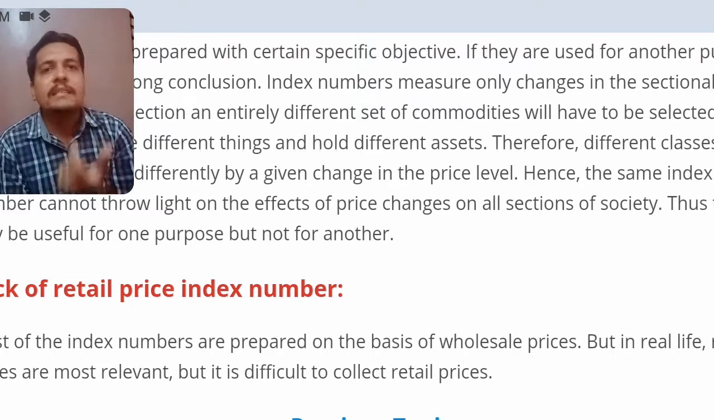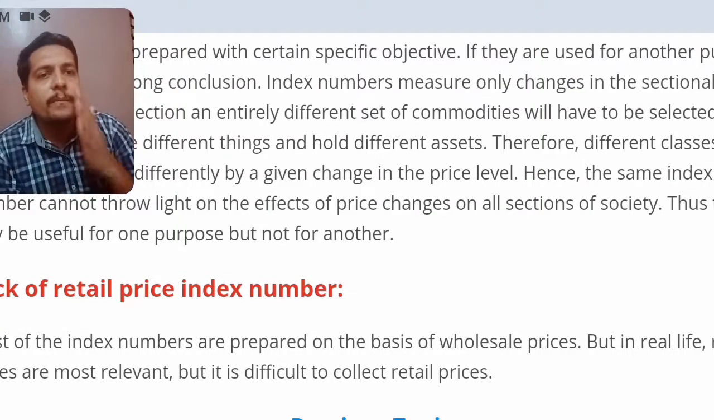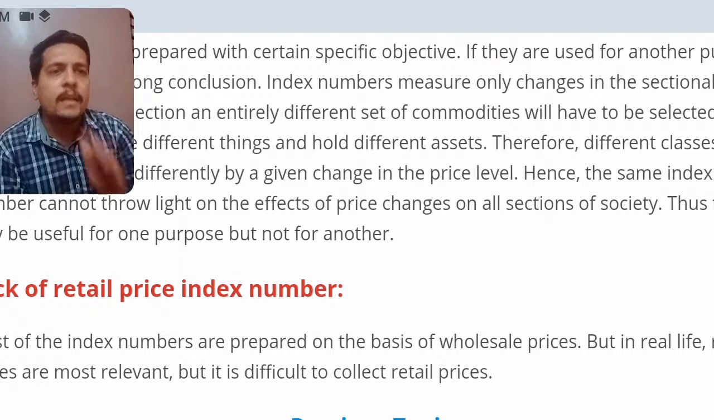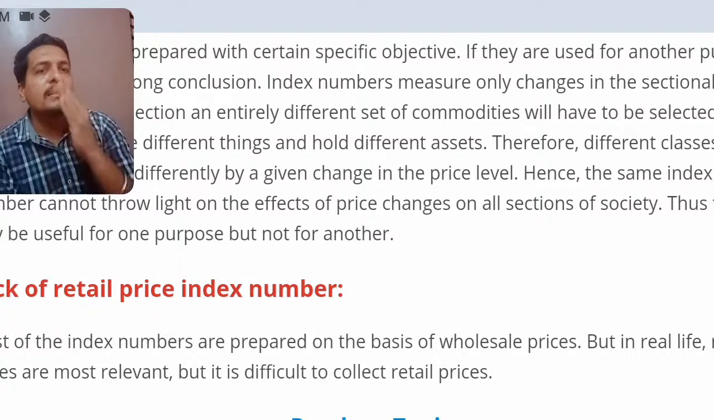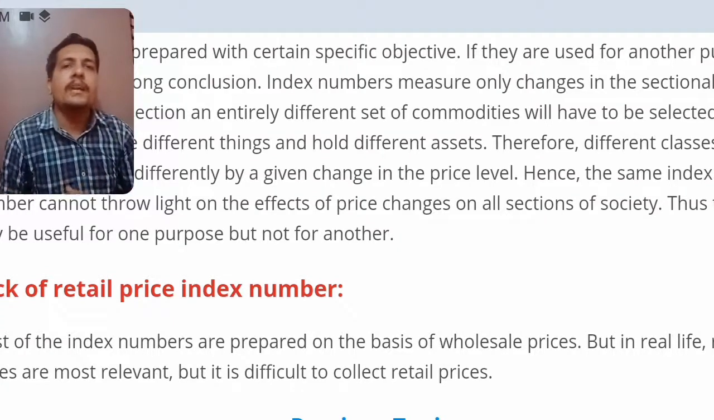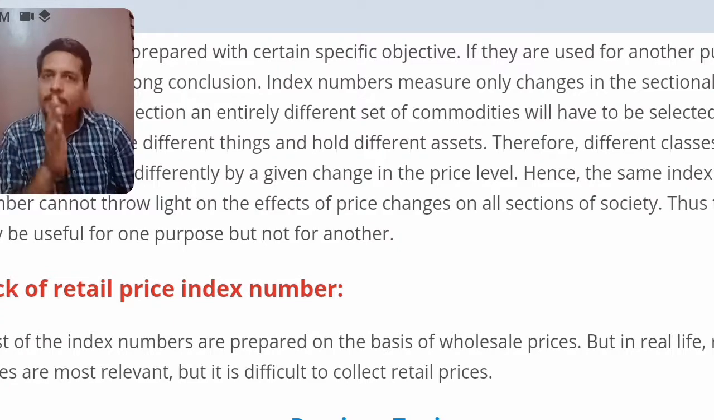And the last is lack of retail price index number. Most of the index numbers are prepared on the basis of wholesale price, but in real life retail prices are most relevant, but it is difficult to collect retail prices. So these are the main limitations of index numbers.